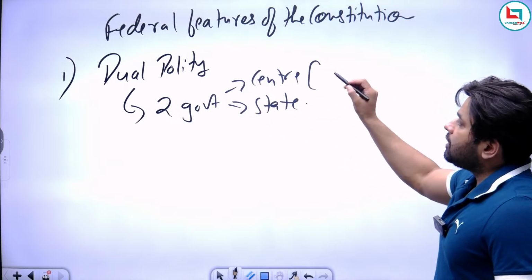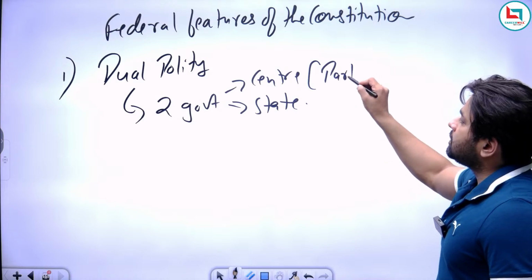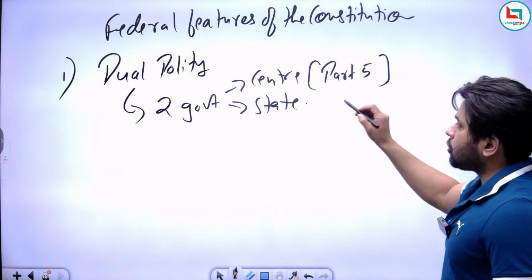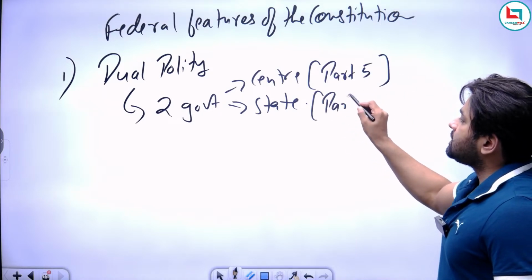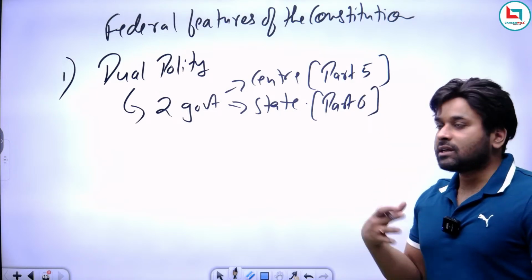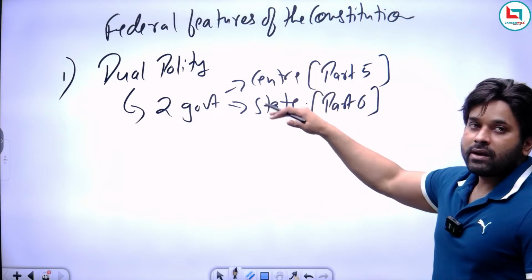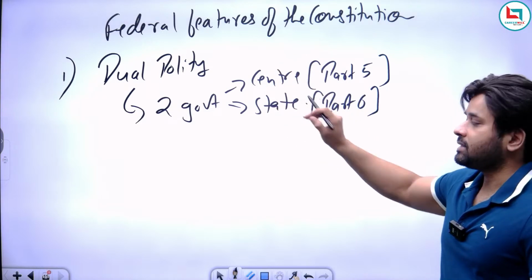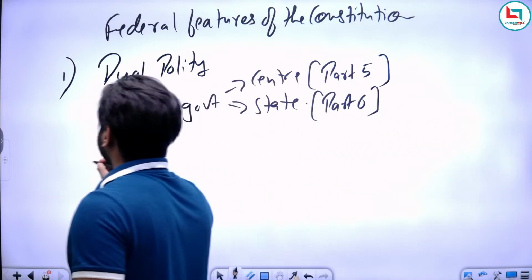Now the Indian constitution establishes the central government under Part 5 of the constitution, and the state government is established under Part 6 of the constitution. So our constitution has established two forms of government, one at the center and the second at the state. So this is the dual government.